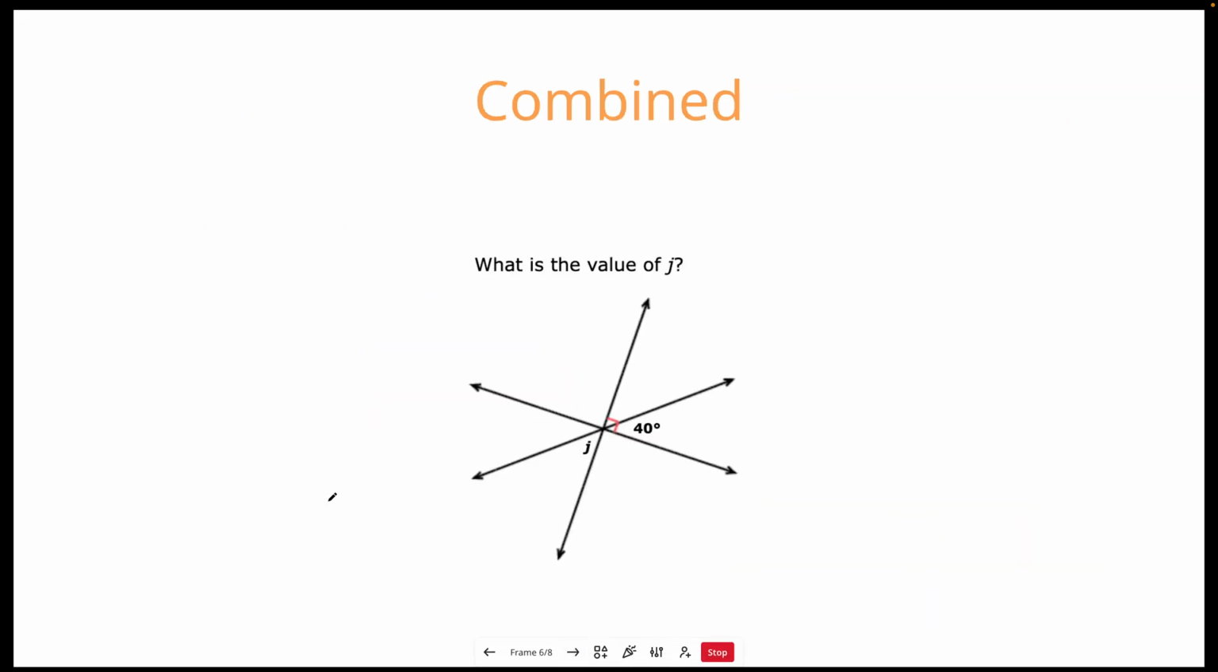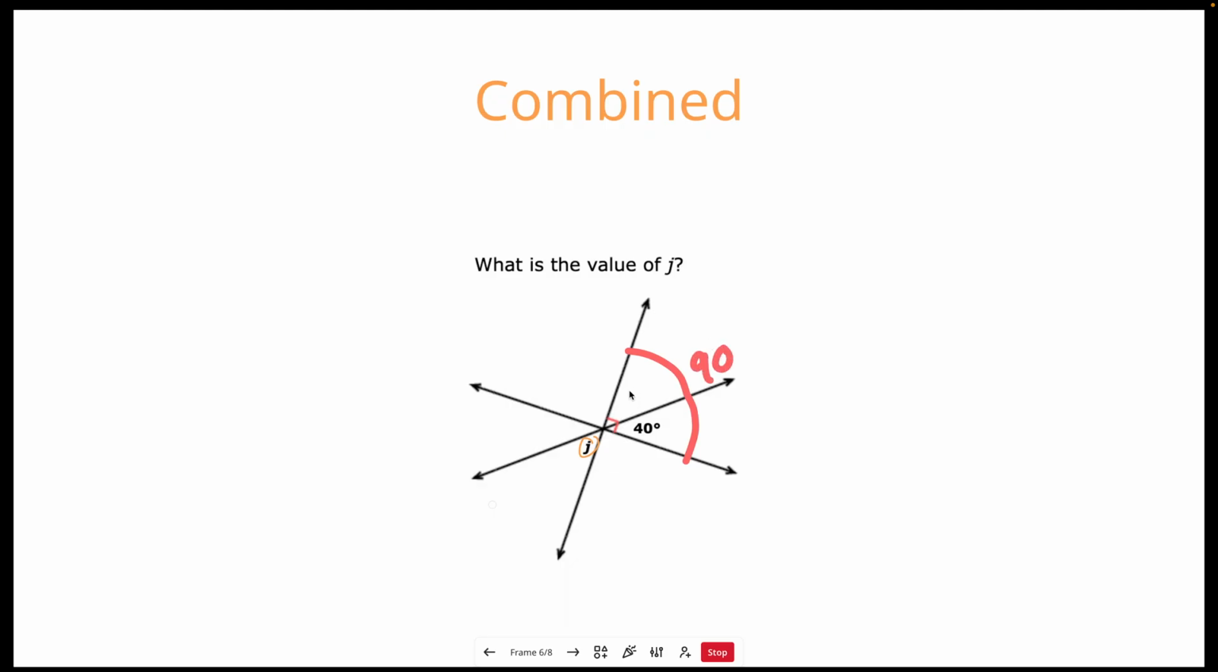All right, combined means that we're going to combine both vertical and adjacent with complementary and supplementary. So what I mean is, we're trying to find j. And if we notice, j is part of this x shape right here. So if I know what this is, I know by vertical angles what j is. So how can I find what this corner is? Well, we notice that it has the red square here, or the red half square. So that means that this angle plus this angle has to be 90 degrees.